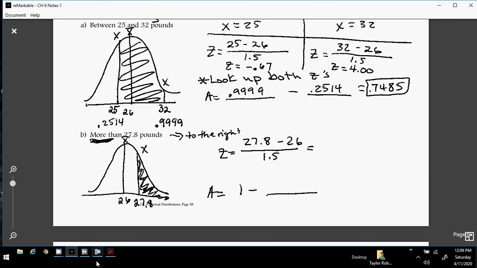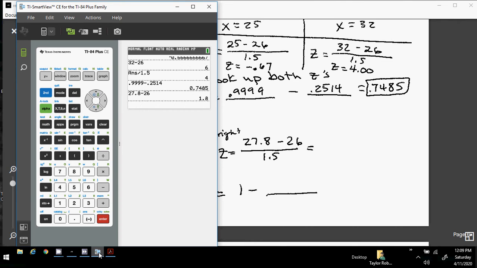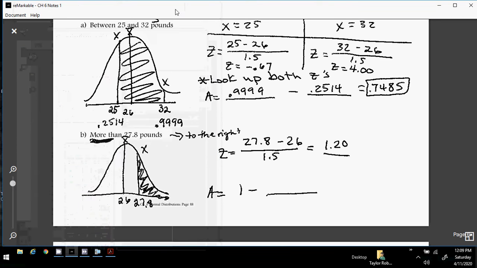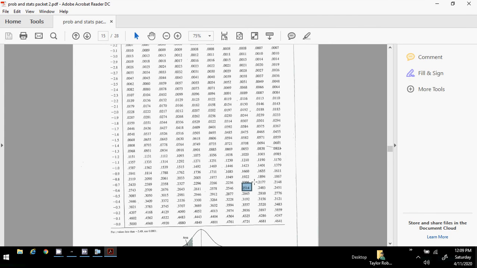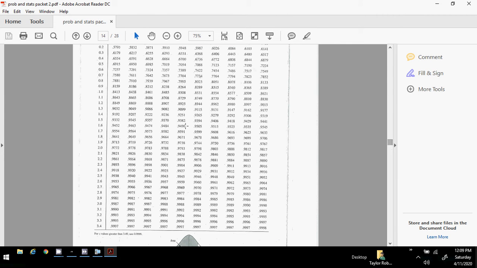So to the calculator we go. 27.8 minus 26 divided by 1.5. So our z-score for this one would be 1.2, and you can add that 0 on there. So again, do not subtract that. Make sure you go to your chart. Alright, so we're going to look up 1.20. 1.20 is right here, 0.8849.